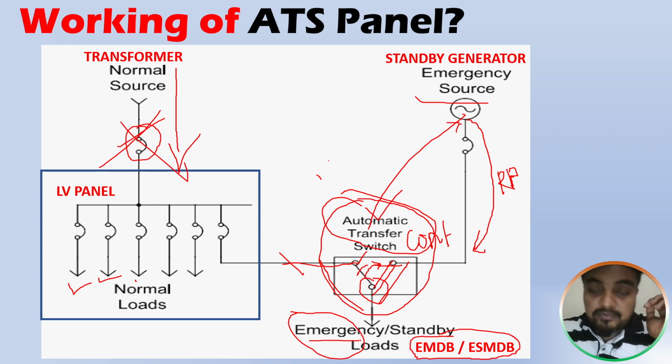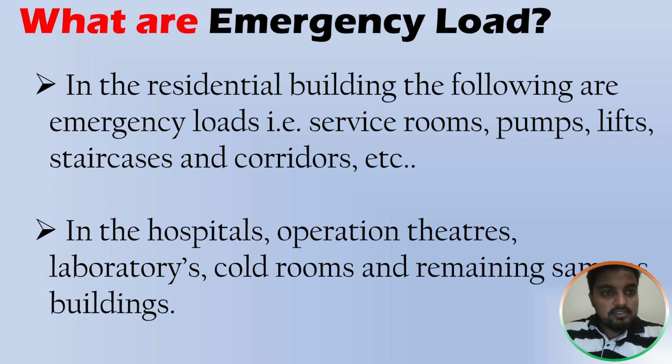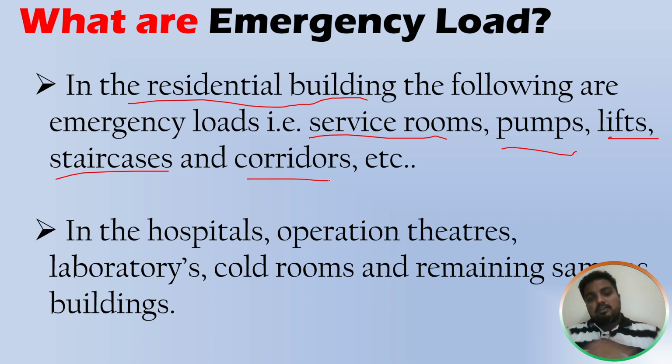Okay, after that we need to know what an emergency load is. Why do we have an ATS panel and a standby generator? All these things are to feed and electrify these emergency loads. Now we have to understand what the emergency loads are. The emergency load in a residential building is service rooms, fire pumps and pumps, lifts, staircase, corridor. These are the areas we consider as emergency load. Okay, this is for a normal building.